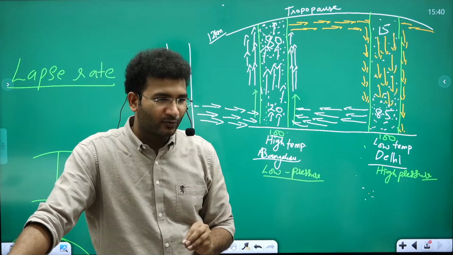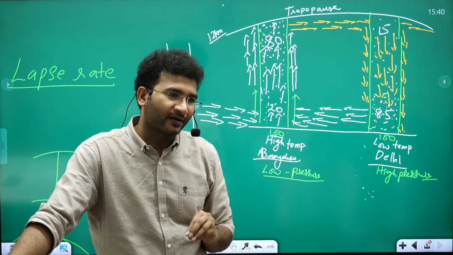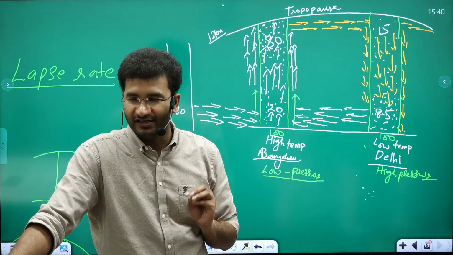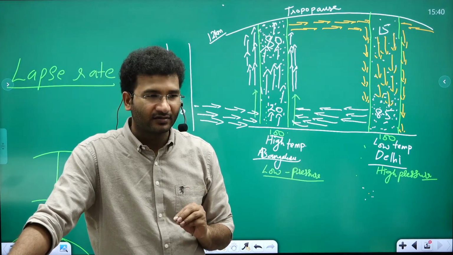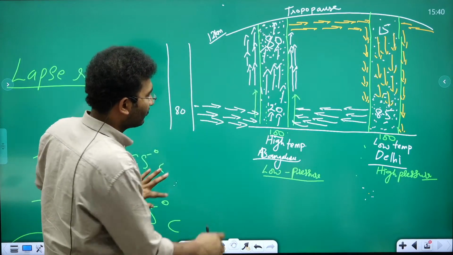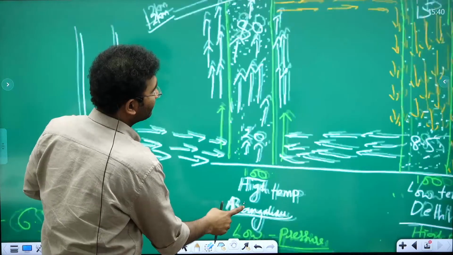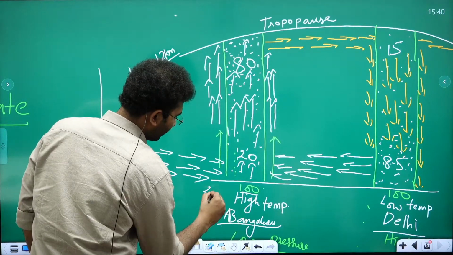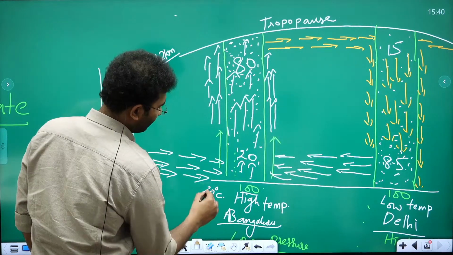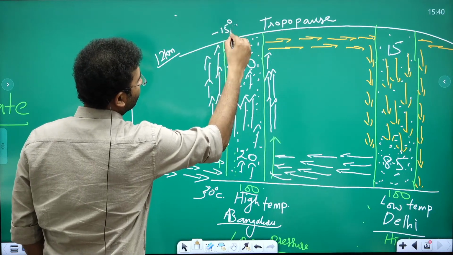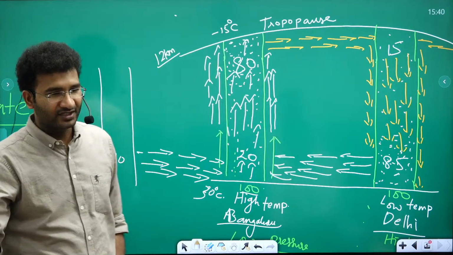If you apply the same concept, if the temperature is high, what will the pressure be? Low. If the temperature is low, what will the pressure be? High. Apply the logic between the temperatures at the tropopause and here. What is the temperature? We considered it to be 20 degrees Celsius or 30. Here the temperature is... Apply the same logic.